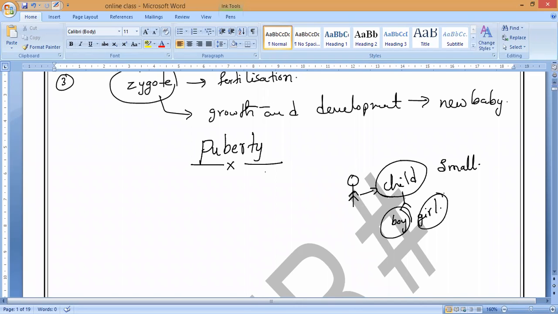If it is a small baby, then small boys and girls have the same body shape. Yes or no? At the time of birth, if you notice, they have a similar body shape as well as body structure. So that is why it is very difficult to identify whether it is a boy or a girl.